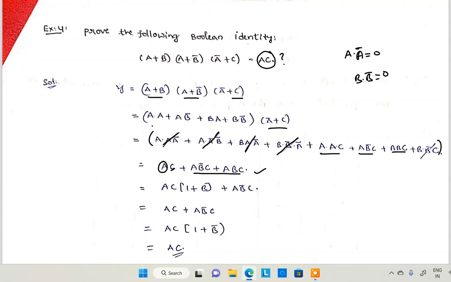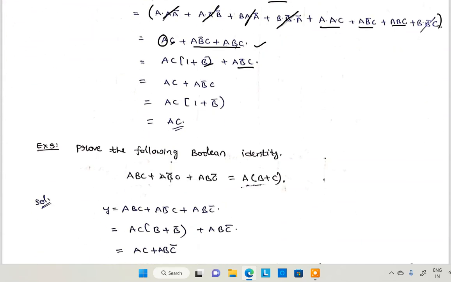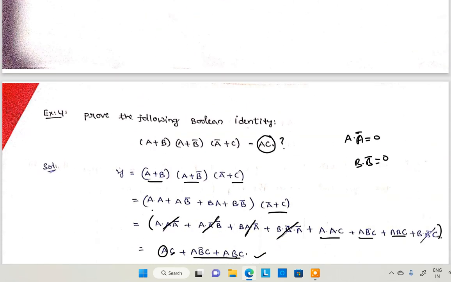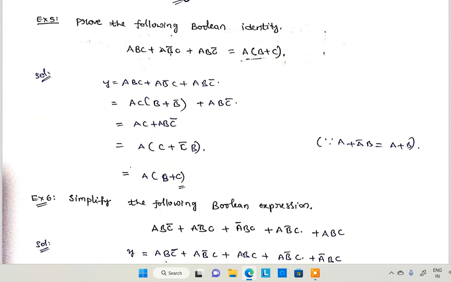Again I will take the common of B here, AC, and then B bar C is as it is. Now you can 1 plus B is the 1, AC plus A bar C. Again I can take the common of AC, 1 plus B bar. 1 plus B bar you can replace it by 1. Finally AC is the answer. Okay, what is the answer? AC. Clear? Next, one more example I am going to explain.